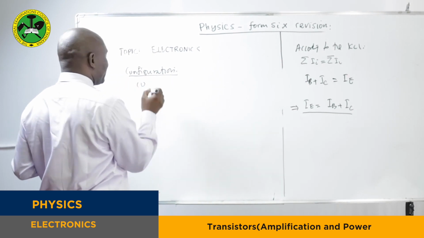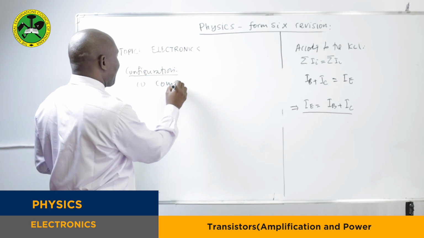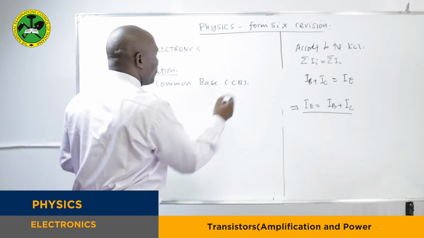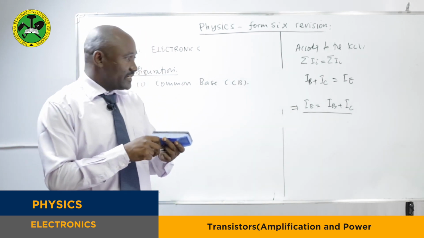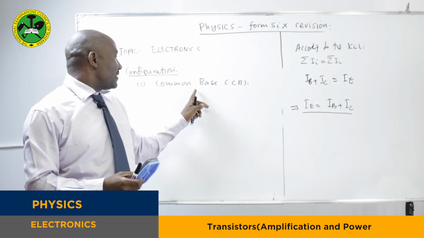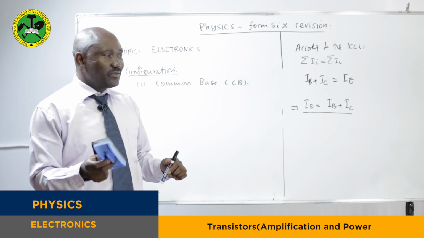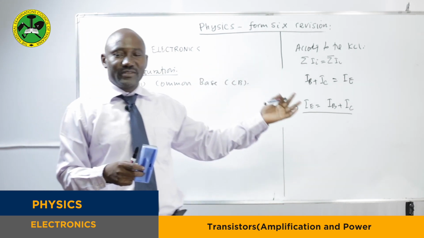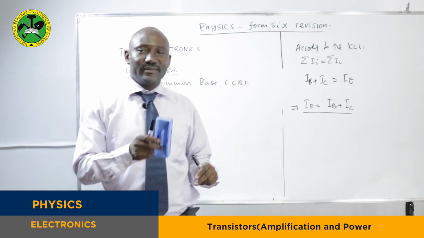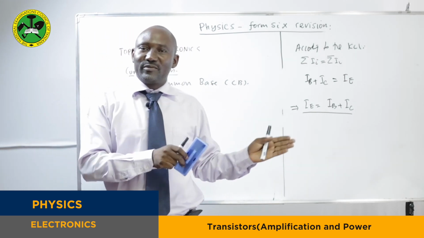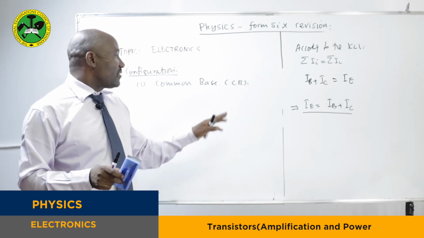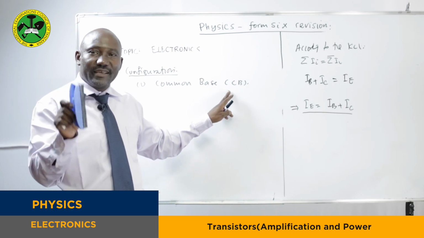So the first mode is given the name common base, CB. We can connect a transistor such that the terminal which is on the ground is the one which is common to both circuits. You have seen from this circuit that we have the input circuit and we have the output circuit. And the terminal which is dividing both is the terminal which is common to both input and output circuit. That is given as the common terminal. That common terminal is the one which determines the nature of the transistor we have.